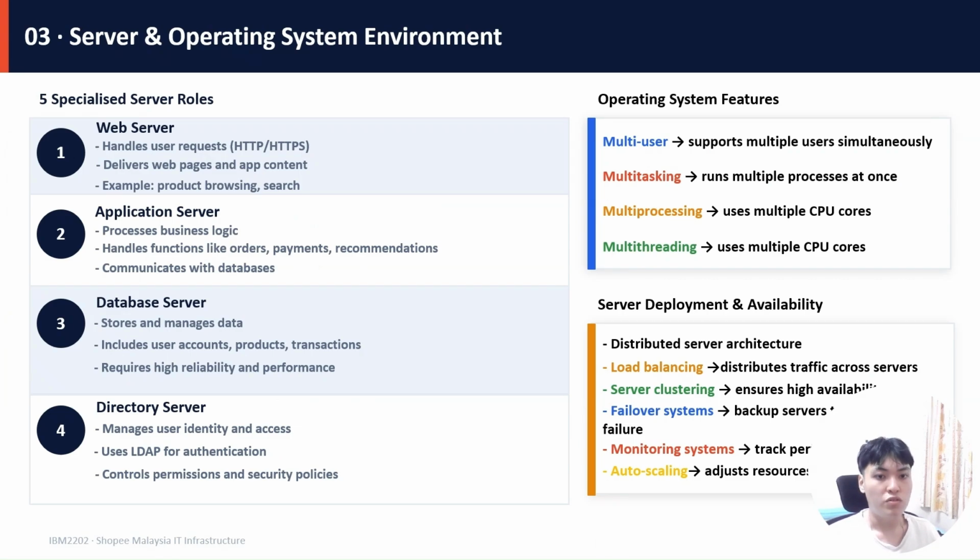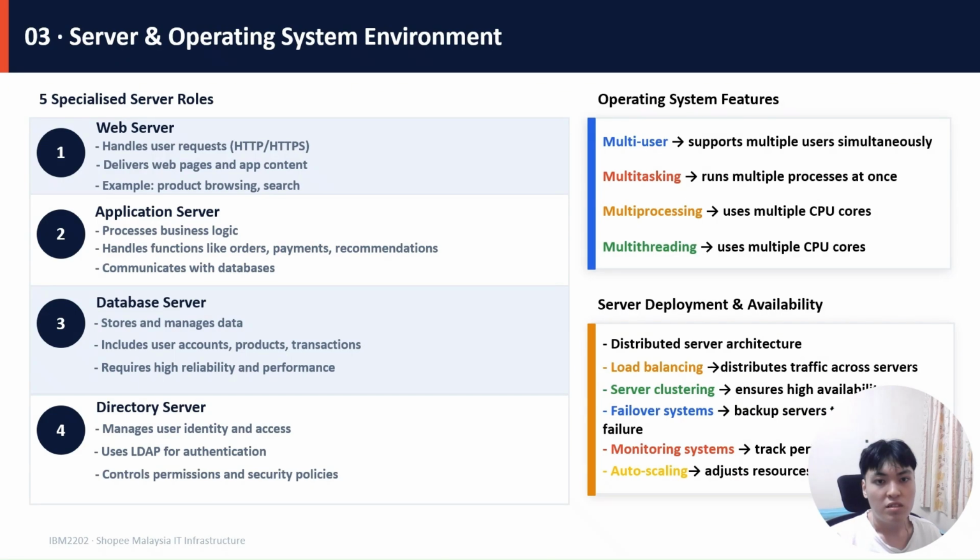In this part, I will share about the server and operating system environment of Shopee. Shopee uses different types of servers to handle its operations. The web server manages user requests and displays content, while the application server processes business logic such as orders and payments. The database server stores important data like user information and transactions, and the directory server manages user identity and access using LDAP.